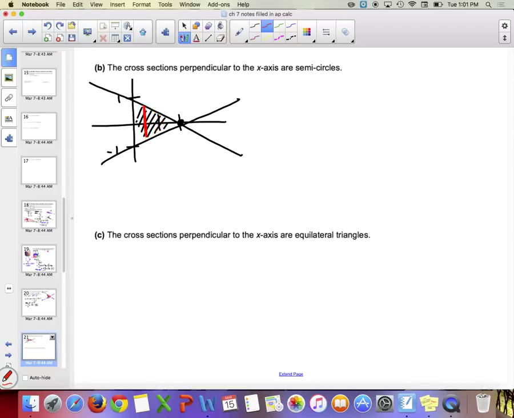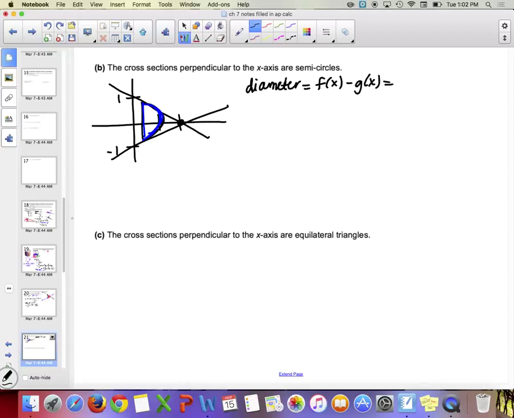Let me get rid of the shading. Maybe that will help. Oh, got rid of everything. So we have kind of this little semicircle shape coming off. Okay, and that semicircle is going to have a diameter, and we'll need to find the radius after we find the diameter. So our diameter ends up being exactly the same as what that side was before. Do you guys see it? It's still f of x minus g of x, top minus bottom, which is going to be 2 minus x.